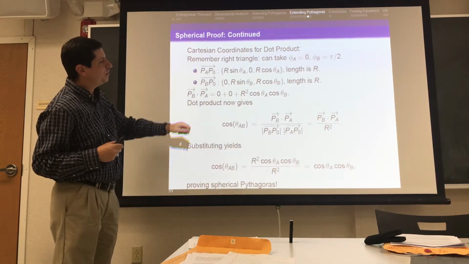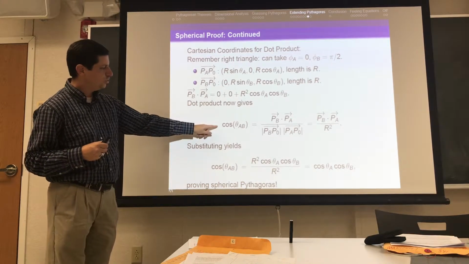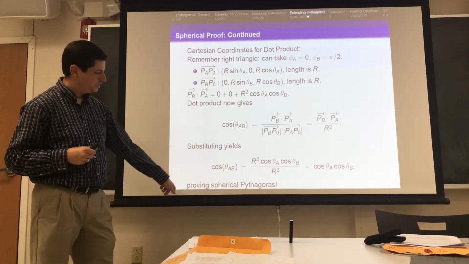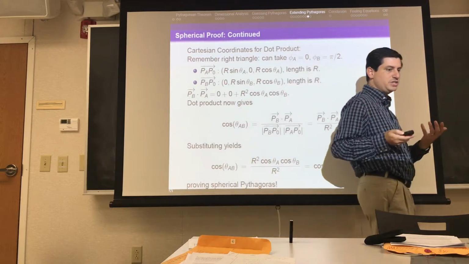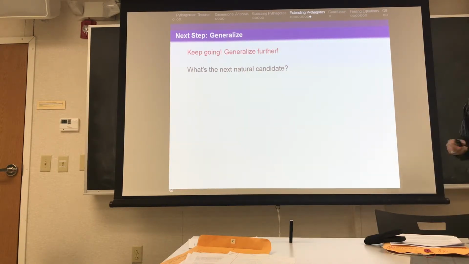And so here are now my vectors that I need to look at. I have my dot product. I get the cosine of the angle as the following, substituting and doing all the algebra, and at the end of the day, the spherical Pythagoras pops out. So if you are interested in this, by all means you can do this. All right. Well, let's go further.